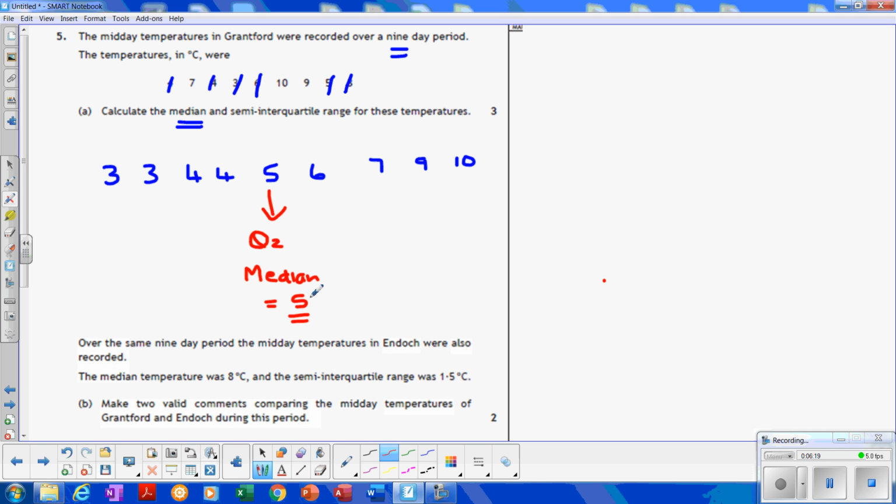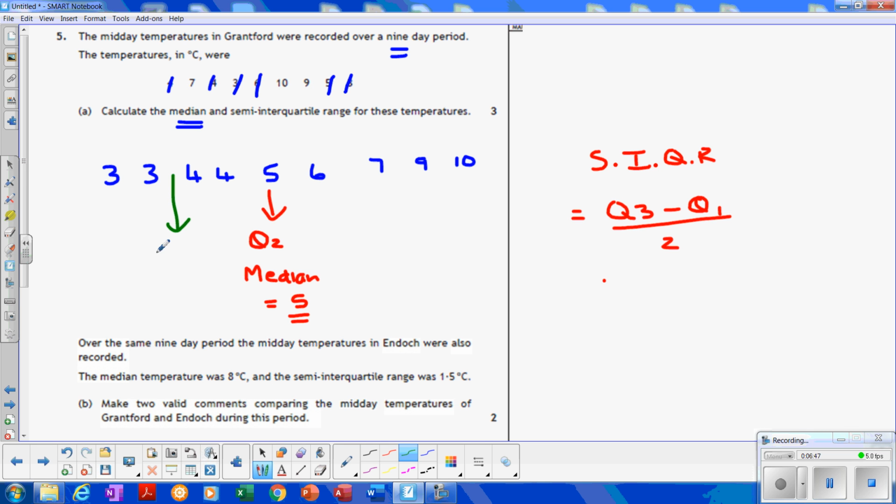Now the next thing I've got to do is work out the semi-interquartile range. Semi-interquartile range is equal to Q3 minus Q1 divided by 2. Now to find Q1 and Q3, we go back to our list, and when I go back to this list, I want the midpoint of this one. So the number that's in the middle there is going to be that one there.